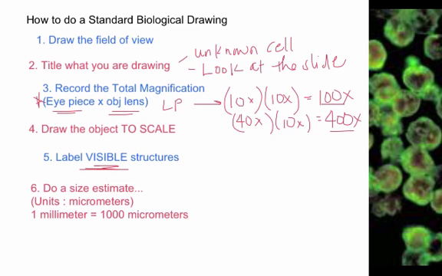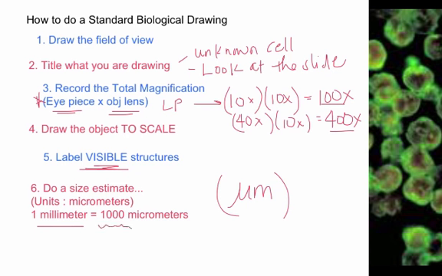And then the last and probably toughest part is to do a size estimate. And we use micrometers, and the abbreviation for micrometers is the Greek letter mu, which looks like this sort of curvy U, M. That equals a micrometer. And so that's the abbreviation we use. And a micrometer is 1,000th of a millimeter. And we'll be working with this conversion. So if I have 1 millimeter, that equates to 1,000 micrometers.